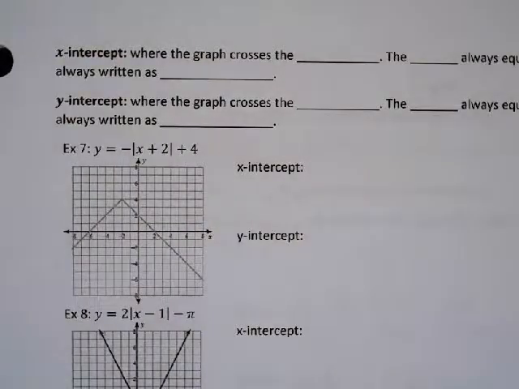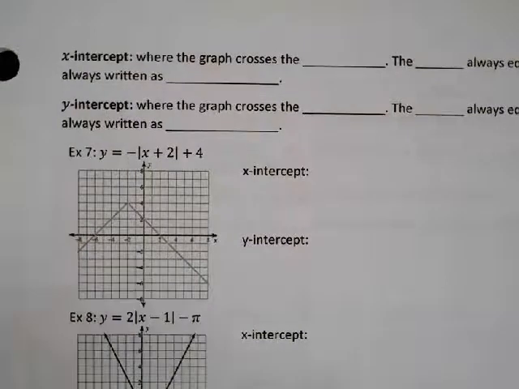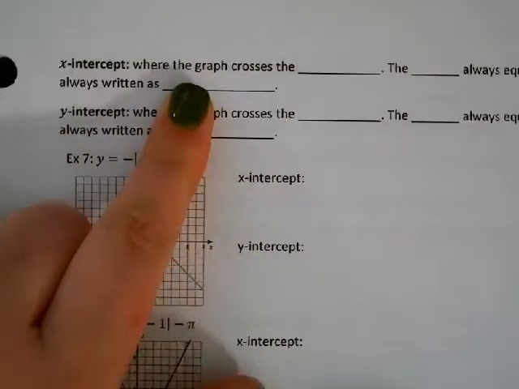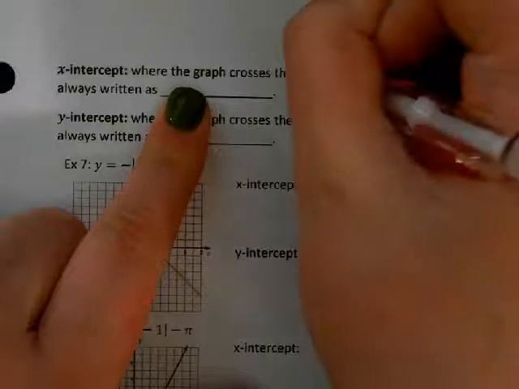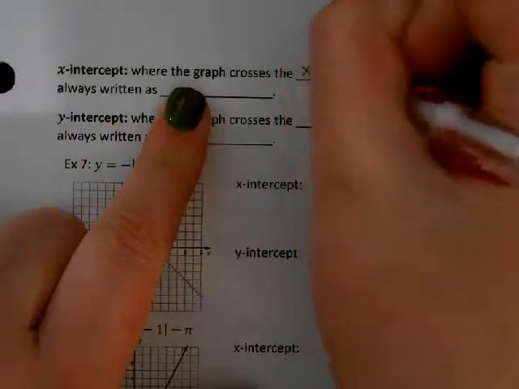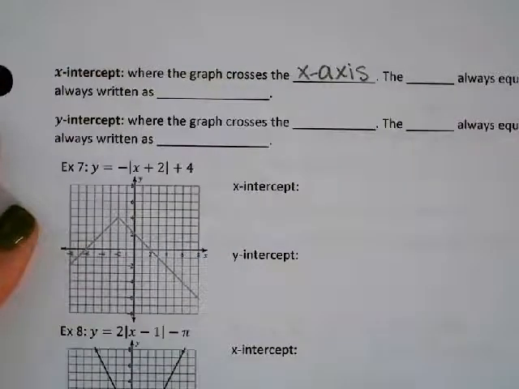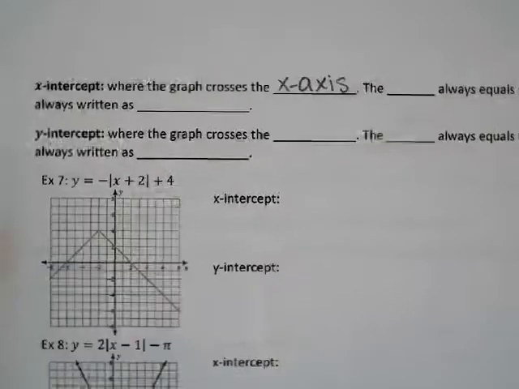The first two vocabulary terms are X-intercept and Y-intercept. Those are not new to us. We've been finding those for a while. So the X-intercept is where the graph crosses the X-axis.